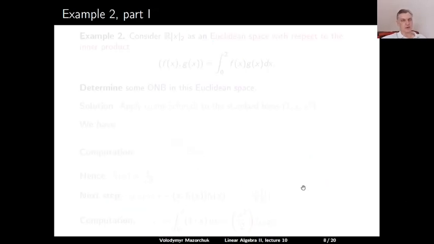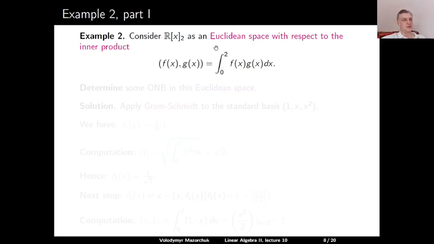Here is the second example, more complicated. Let us consider the set of all polynomials with real coefficients of degree at most 2. Let's consider the space as a Euclidean space with respect to the inner product given by the following formula. The inner product between the two polynomials f of x and g of x is the integral between 0 and 2 of f of x times g of x dx. So we have shown that this kind of formula always defines an inner product on the space of polynomials. Let us determine some orthonormal bases in this Euclidean space.